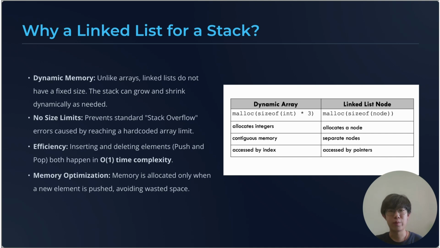First, you might wonder, why do we use a linked list for a stack instead of a normal array? Well, an array has a fixed size. If we use the array, the stack might get full and we can't add more data. However, a linked list is dynamic. It can grow and shrink automatically as we add or remove data. This means there are no strict size limits, which helps us save memory and prevent stack overflow errors.